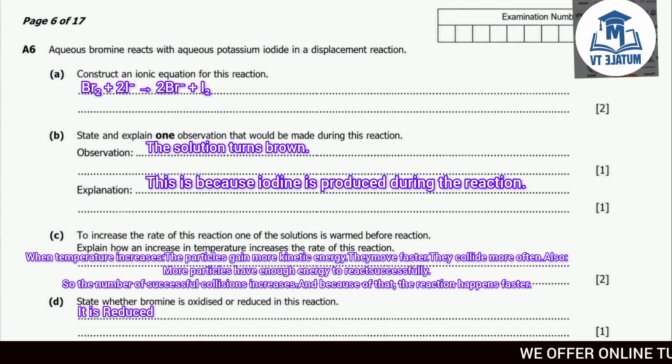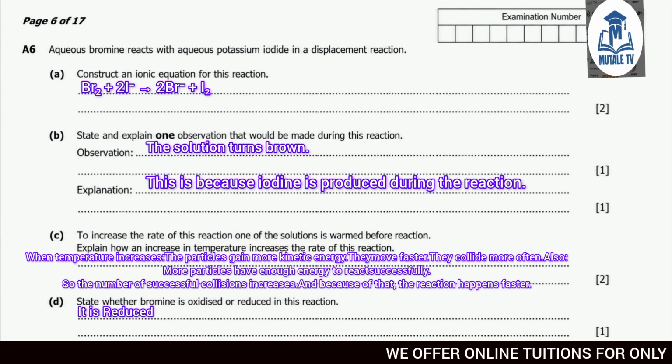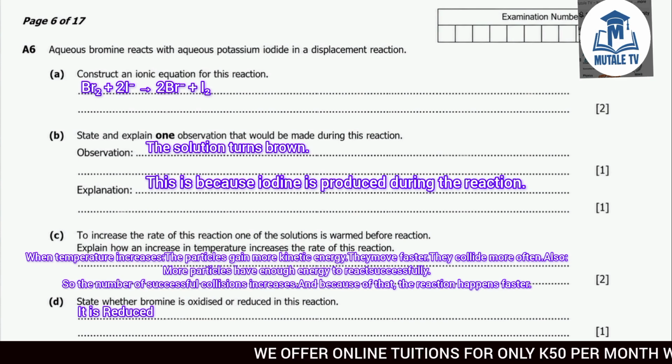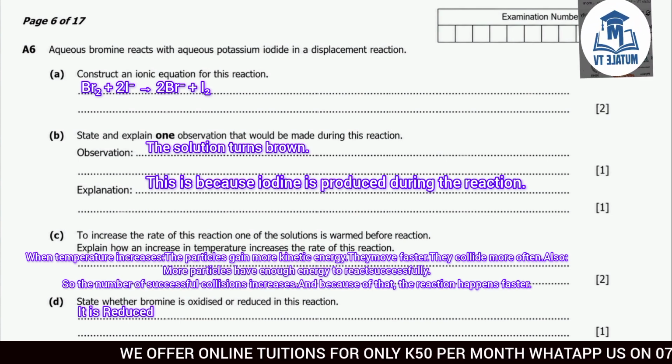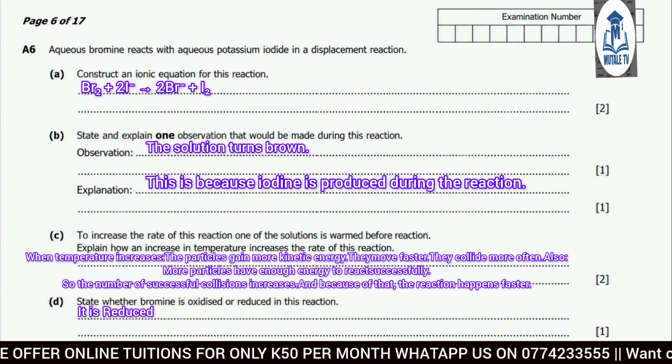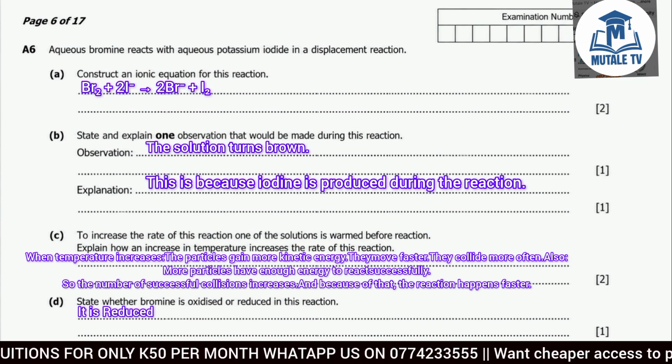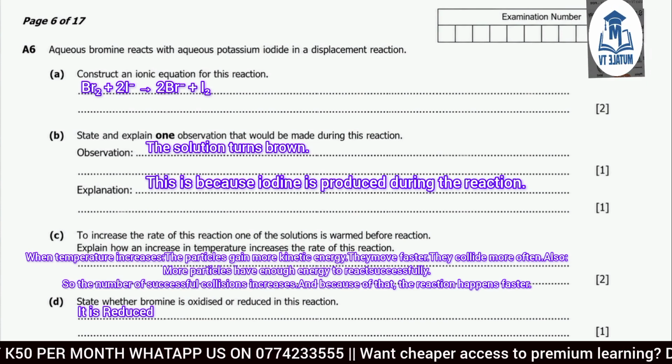In this question, we learned how to write ionic equations step by step, how to identify observations, how temperature affects rate of reaction, and how to identify oxidation and reduction.